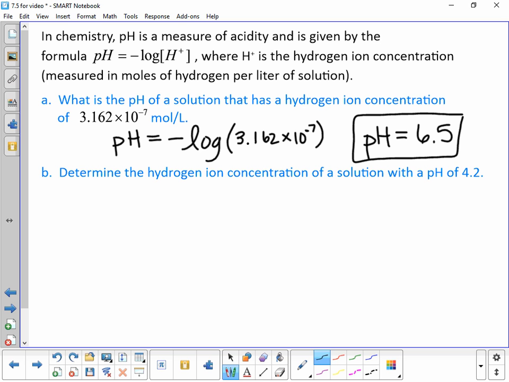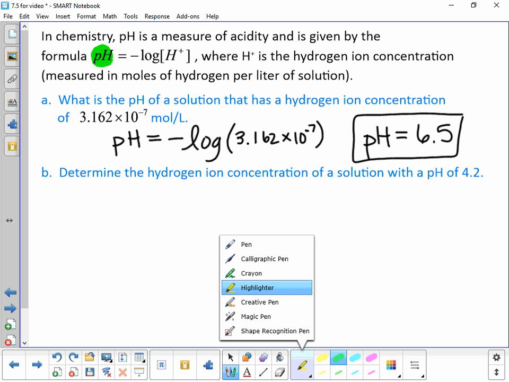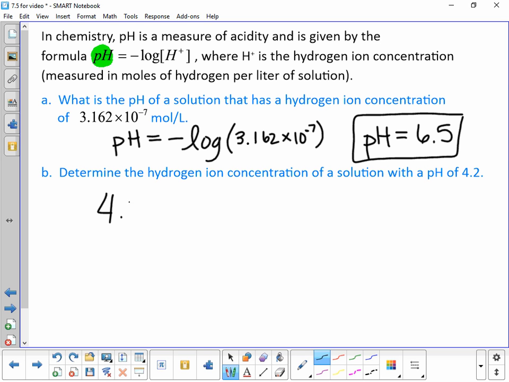So part B, though, is quite different. Part B says find the hydrogen ion concentration of a solution if it's known to have a pH of 4.2. So it's telling us the pH, so that value 4.2 is going to go where pH is in the equation. So we have 4.2 is equal to the negative log of the hydrogen ion concentration. So we're trying to solve for this value. You can think of this as our x if you want. Or if it helps you, you can even put an x there instead of the h plus.